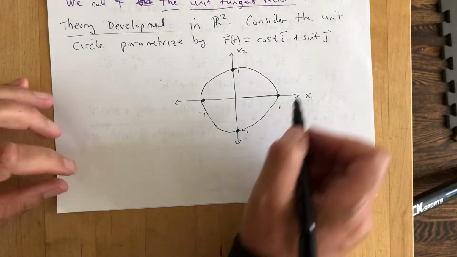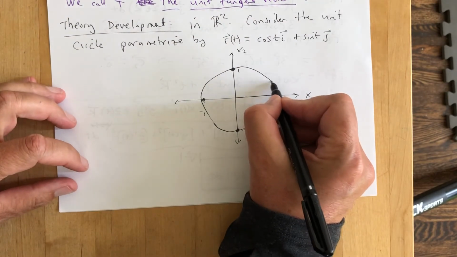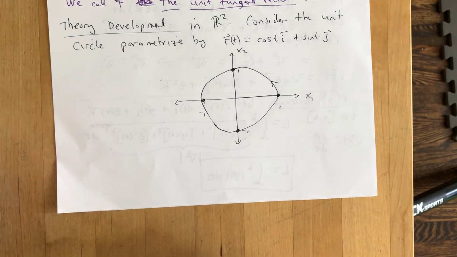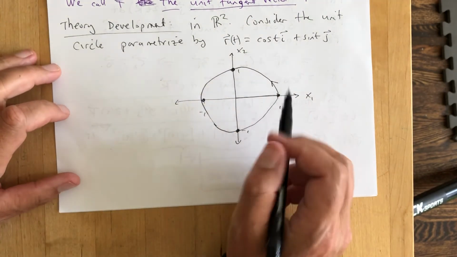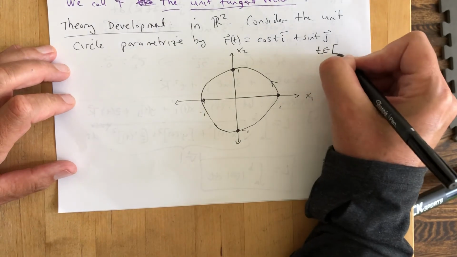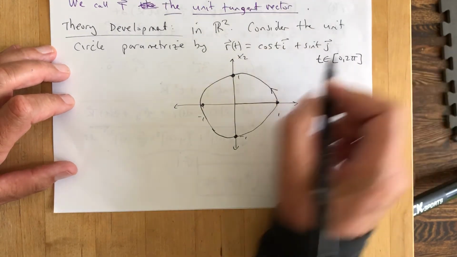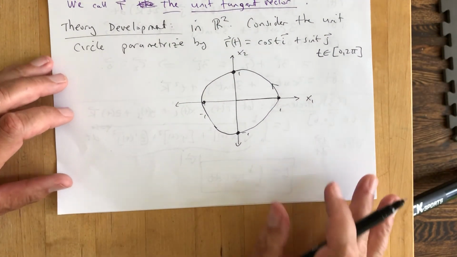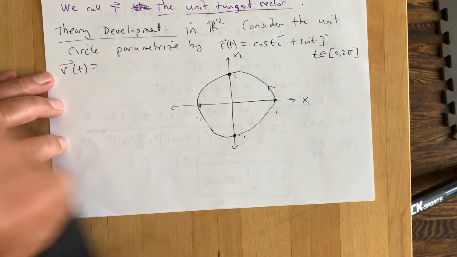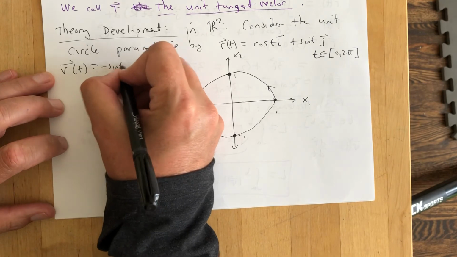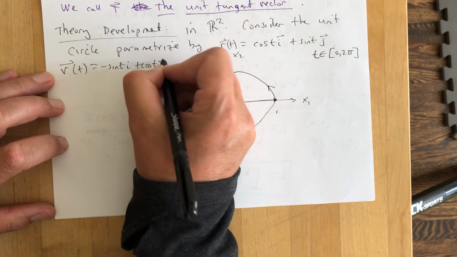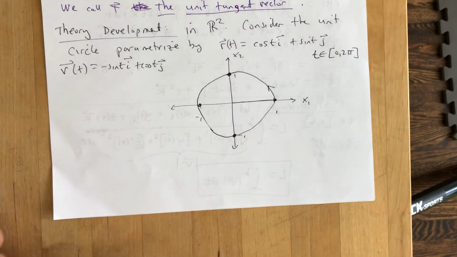So there's R. And so this is directional now. We're going this way. You can also parametrize this going clockwise, or you can start it at pi over 2. There's lots of ways to do this. Okay. So let's just let t go from 0 to 2 pi. We're going this way. Now let's look at the velocity vector here. It's minus sine t i plus cosine t j. Okay.